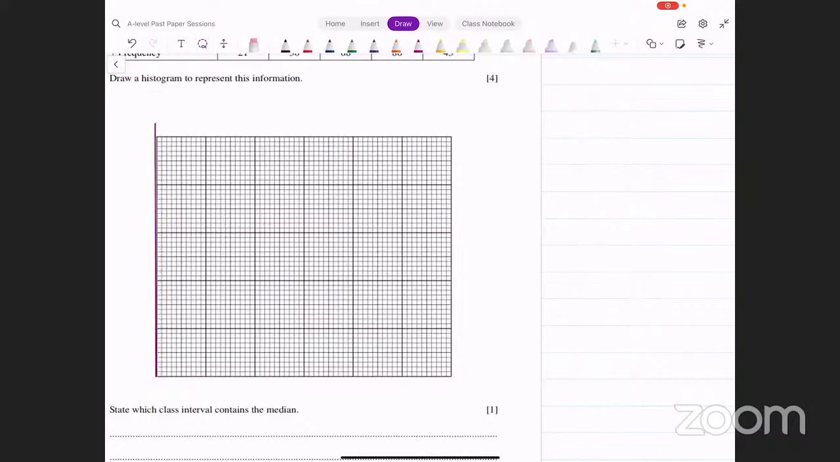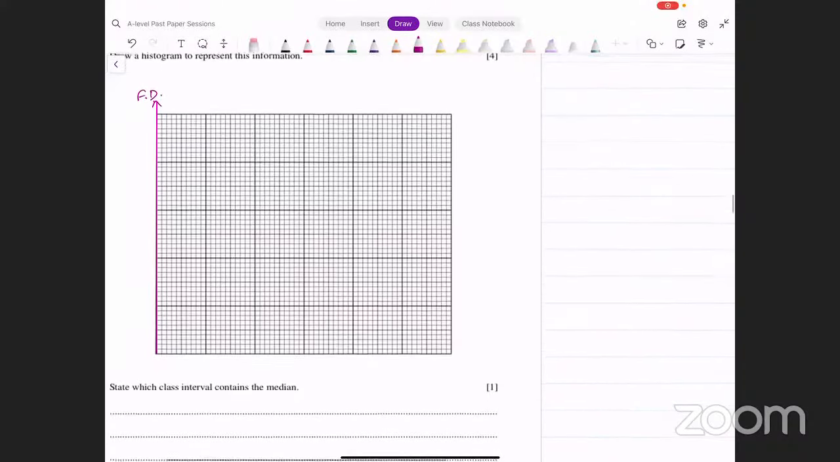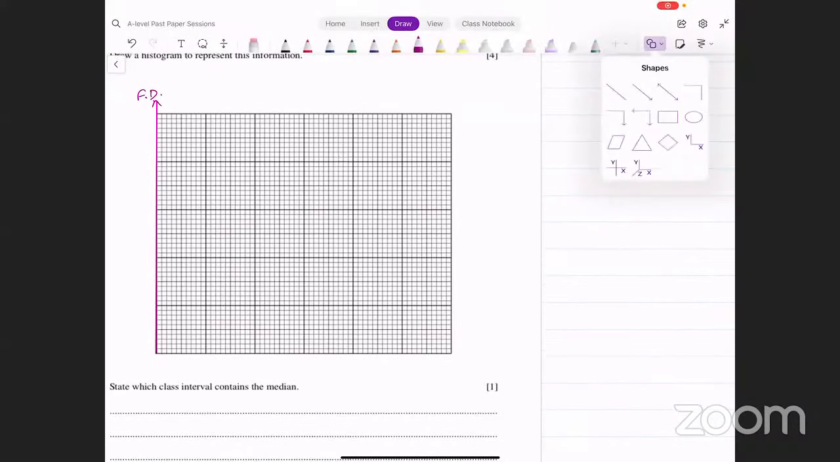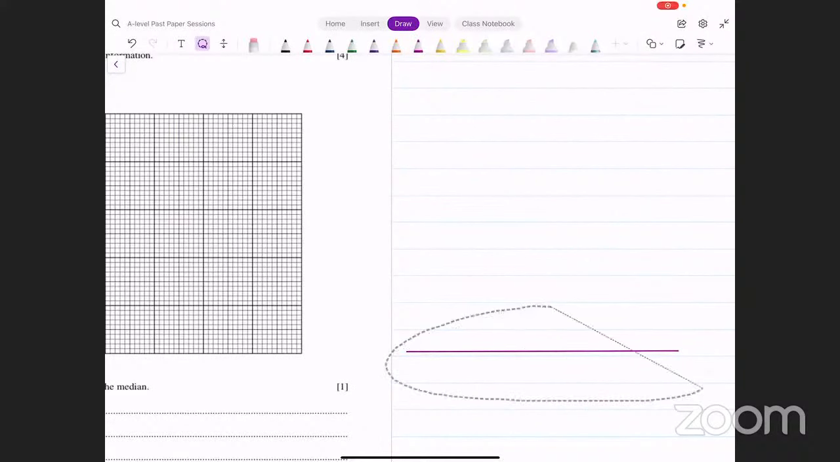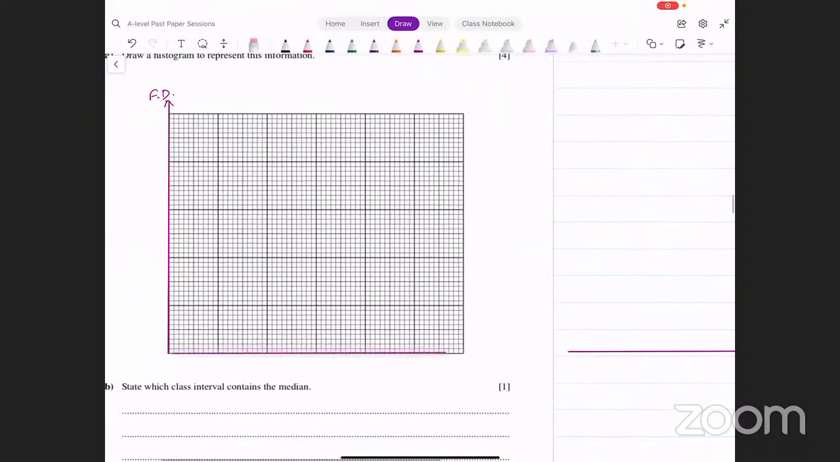Okay, this works. This is my vertical axis. यहाँ पे you need to have frequency density. Frequency नहीं डाल सकते यहाँ पे. It has to be frequency density. And on the horizontal axis, you've got the variable. जो भी आपका variable आ रहा है वहाँ पे, वो आपका horizontal axis पे आएगा. You can draw that there. This is your horizontal axis.